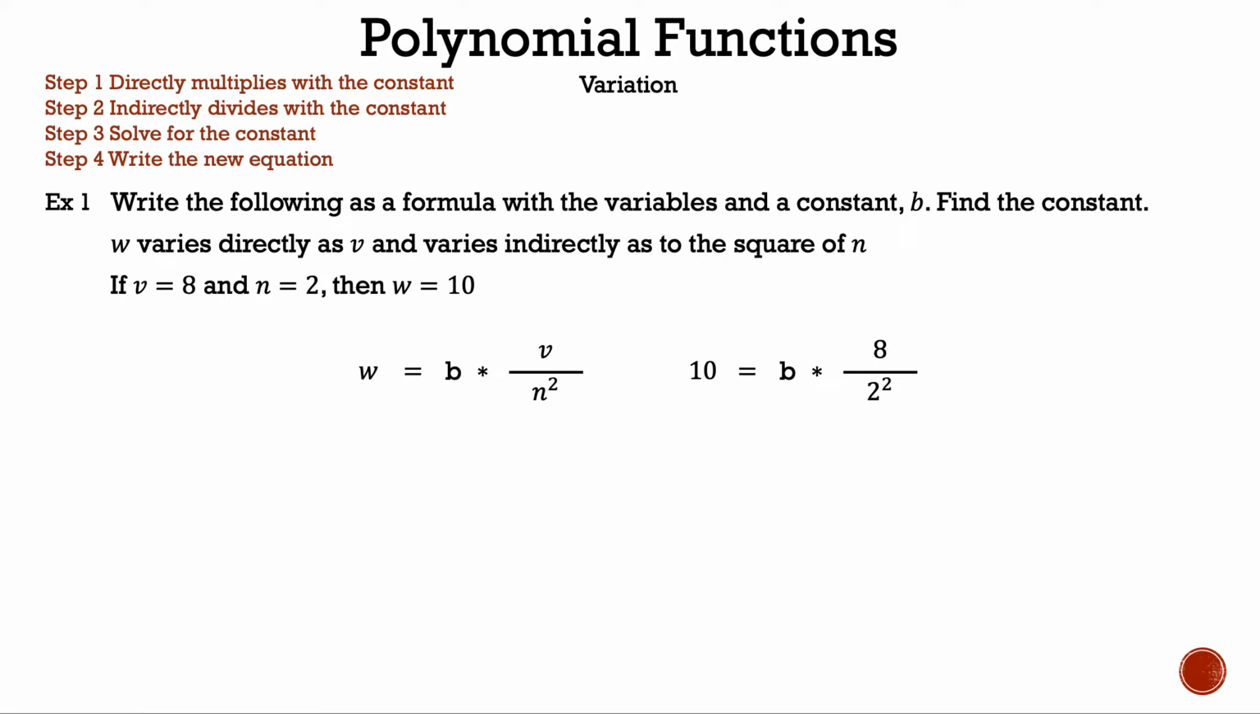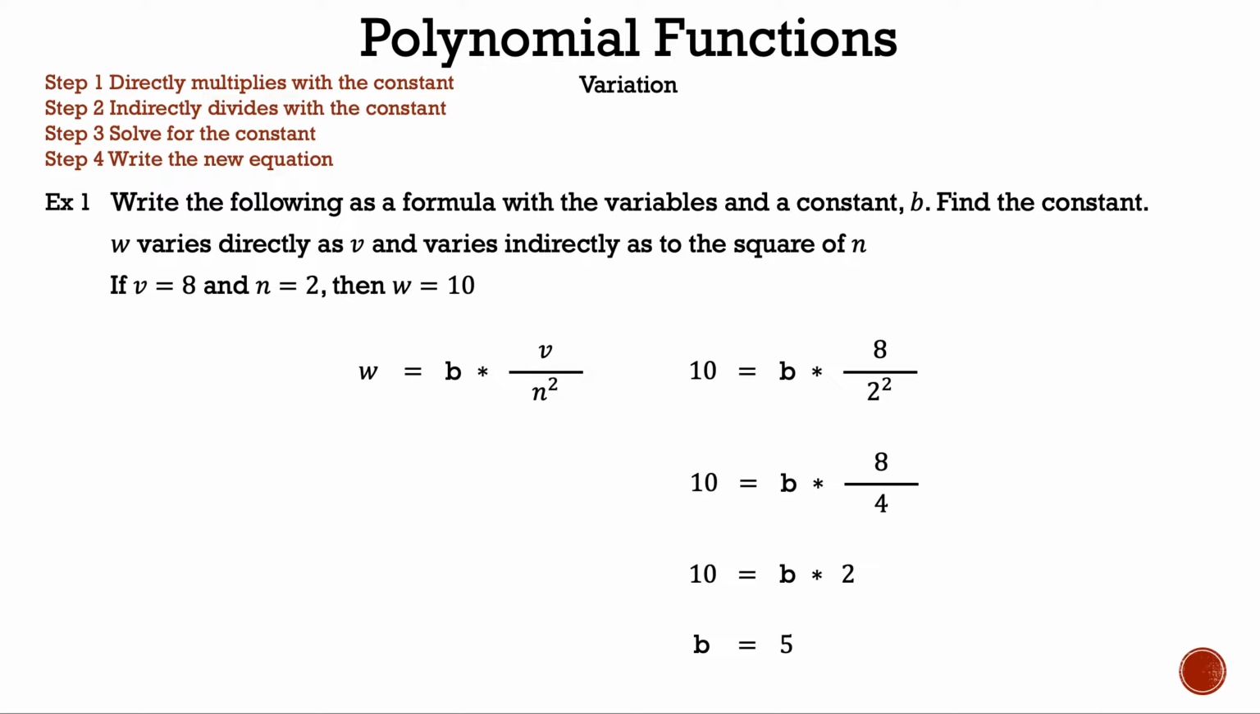Now that we have set up the equation with variables, let's find the constant. So let's substitute 8 for each v, 2 for each n, and 10 for each w. So now we have 10 is equal to b times 8 over 2 squared, and 2 squared is 4, and 8 over 4 is 2. So now we have 10 is equal to b times 2. So let's divide each side by 2. So now we have b is equal to 5.